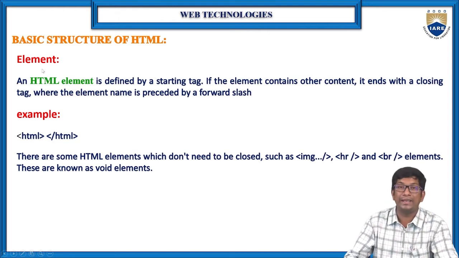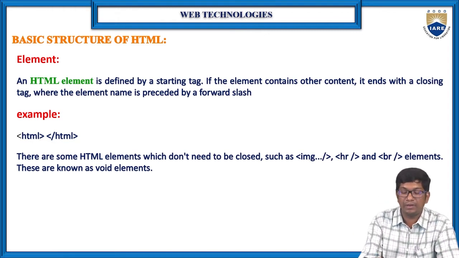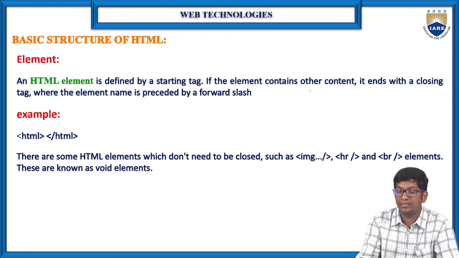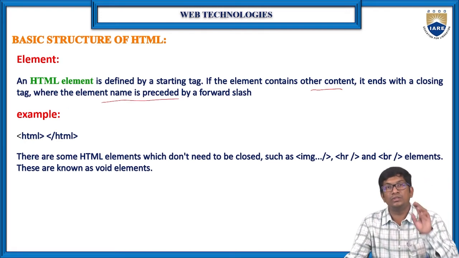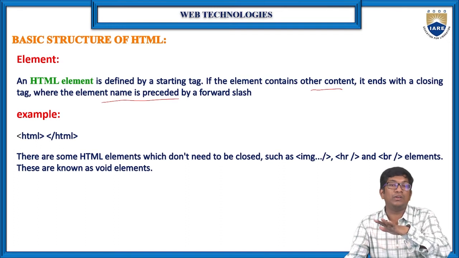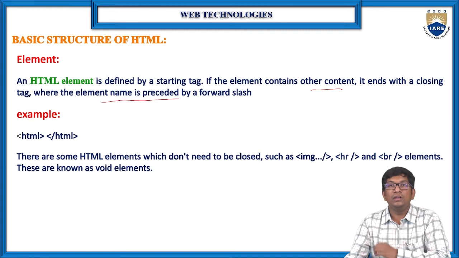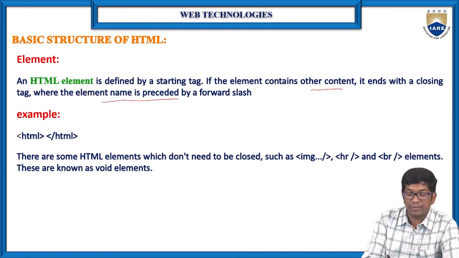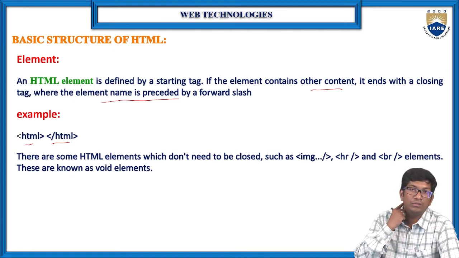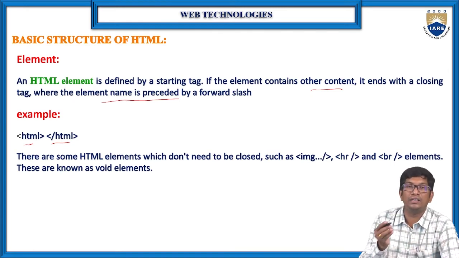First we have to know what an element is. An element is defined by a starting tag. If the element contains other content, it ends with a closing tag where the element name is preceded by a forward slash. So the element has sub-elements. First of all you have to close the sub-element and then you have to close the root element, right? So we also call the HTML element a starting tag. For example, see here, HTML is a starting tag and here it is the ending tag, right?